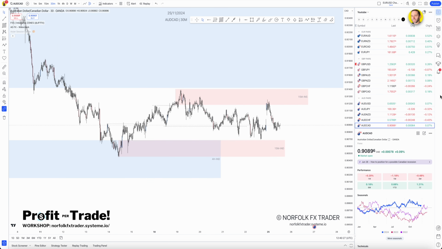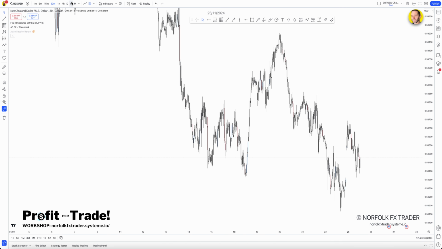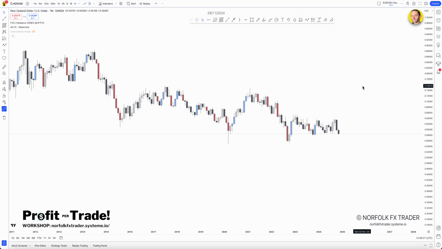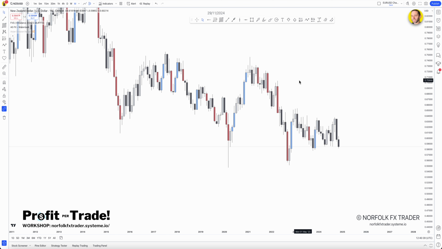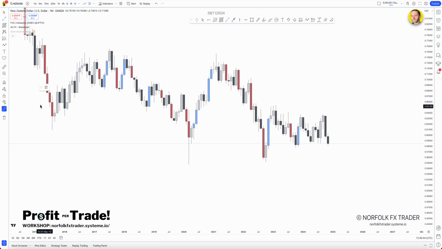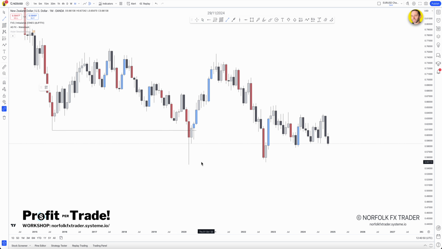That's the AUDCAD. So now we've got a few pairs left. Let's now do the New Zealand pairs quickly, and then we'll take another quick break. So again, we can look at the larger view here where we see this break of structure. It's up to you if you're looking at the larger view or the internal swings. So we've got that breakdown.